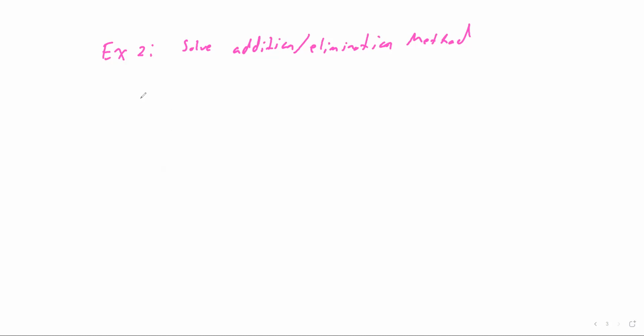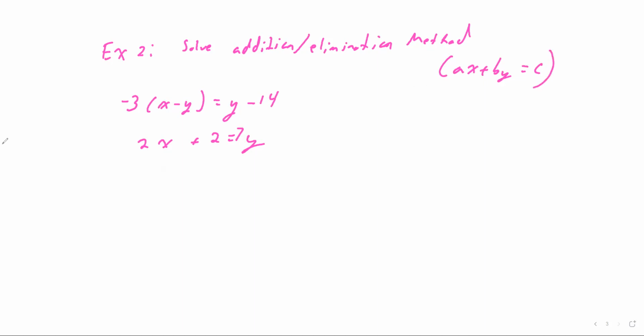All righty. So if I gave you a problem that looks like this, negative 3 times the quantity x minus y equals y minus 14, and then I give you 2x plus 2 equals 7y. The goal is to be able to use addition and elimination. Both equations must be in standard form. Standard form, if you don't remember, is ax plus by equals c, meaning the x and the y are on the left side and the constants on the right side, right? So this is the form I have to get it in.